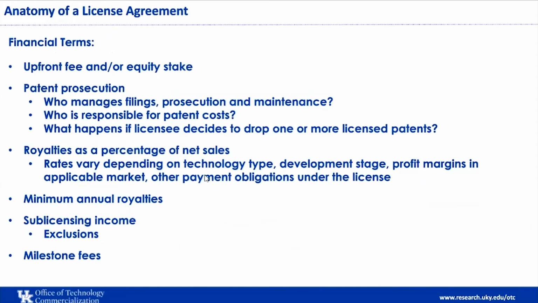And so then if we think about moving on in the anatomy of a license agreement, financial terms, we can include an upfront fee and/or equity stake in a company, where the university will take an ownership stake in the company. And in exchange, we would ask for either less of an upfront fee or none.